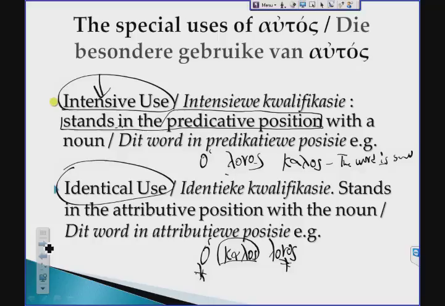The example being, let's look at the example given there. The intensive use of autos also occurs with pronouns. Look at the example: autos su legeis. Are you in that example? In page 43, autos su legeis, in the third paragraph. You yourself, I'm intensifying, okay? You yourself.